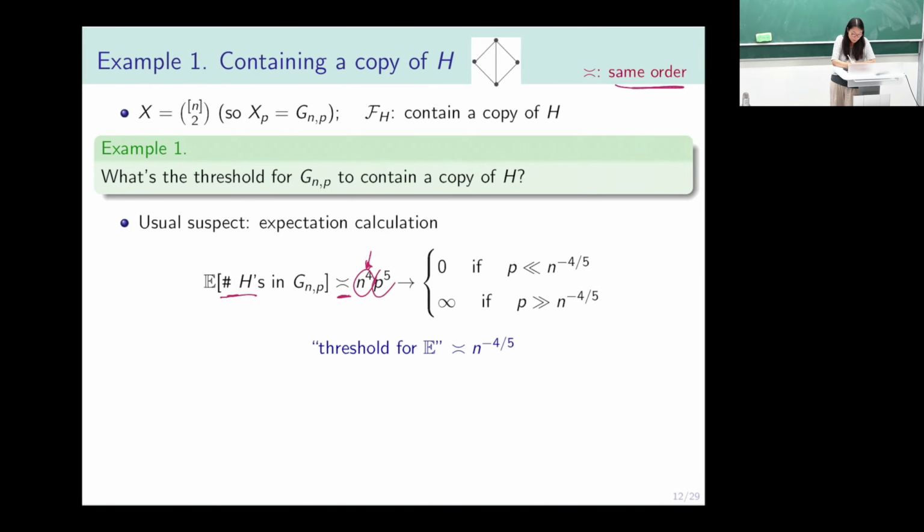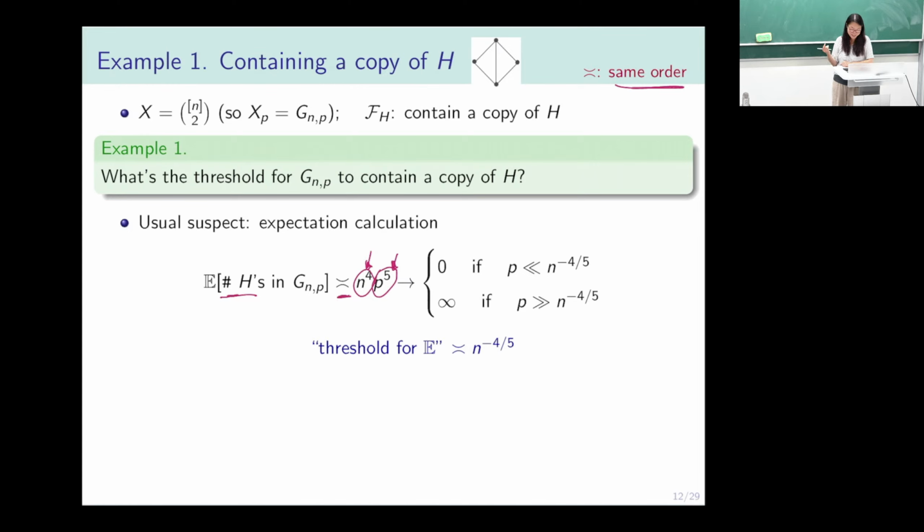And here, p to the 5, what's this? This is because H has 5 edges. So that means the probability for each copy of H to exist is p to the 5. So the expected number of copies of H in GMP is n to the 4 times p to the 5. Are you okay with this computation? Okay, and then this quantity tends to 0 if p is much smaller than n to the negative 4/5. And this quantity tends to infinity if p is much larger than n to the negative 4/5.